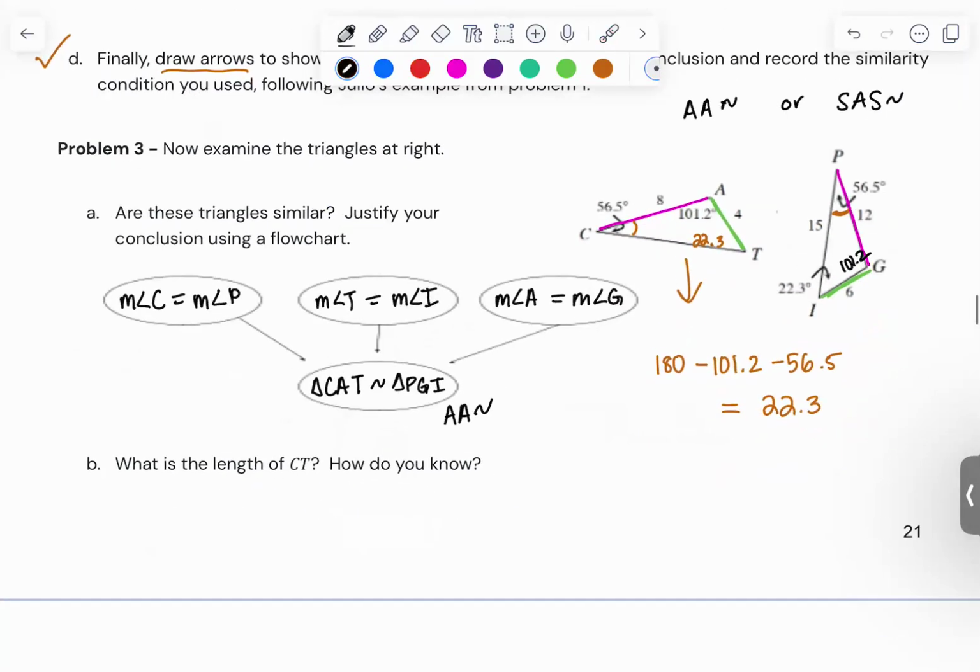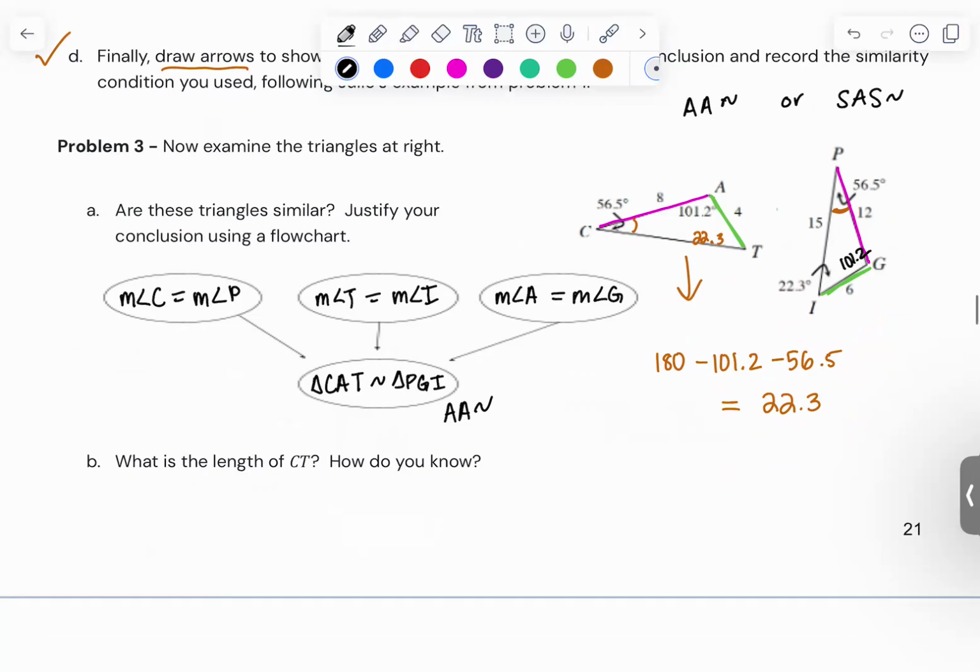So now that we have established that these two triangles are similar, now we can decide, okay, what is this missing side length right here? What is this going to be? So we know that 6 goes to 4.